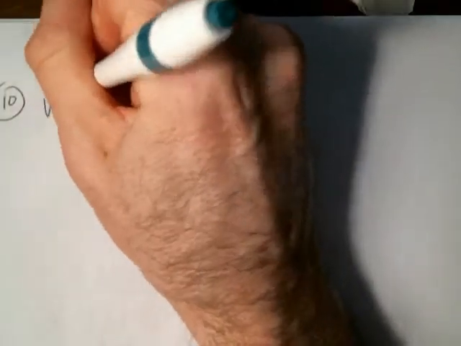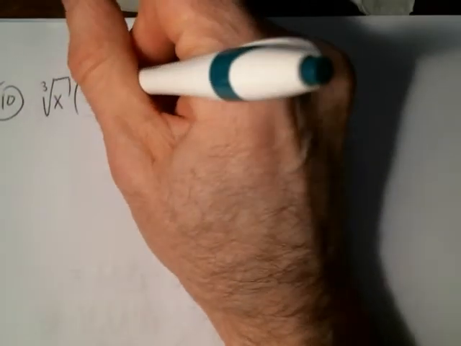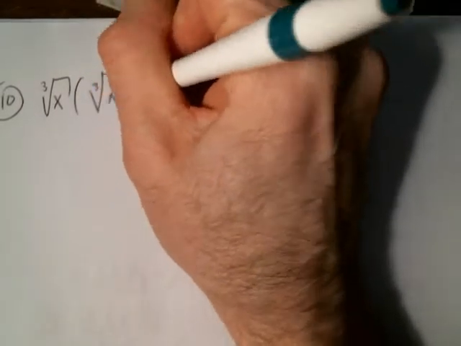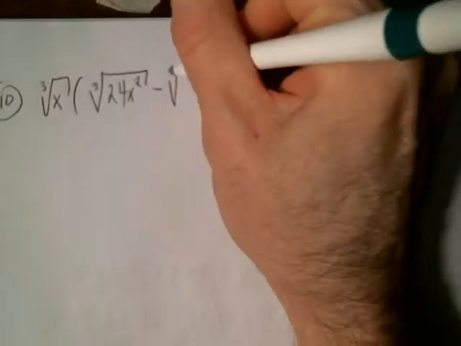Okay, so I have the cube root of x times the cube root of 24x squared minus the cube root of x.